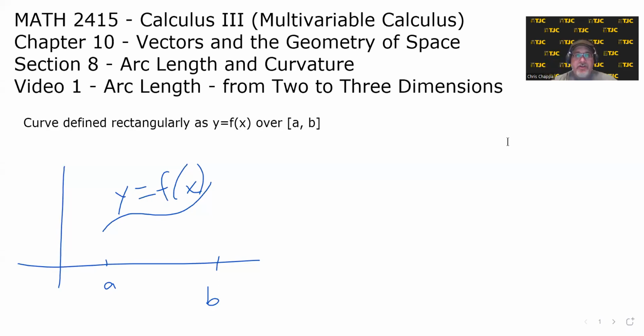Math 2415, Calculus 3, Multivariable Calculus, Chapter 10, Vectors in the Geometry of Space, Section 8, Arc Length and Curvature. Video 1, Arc Length from 2 to 3 dimensions.